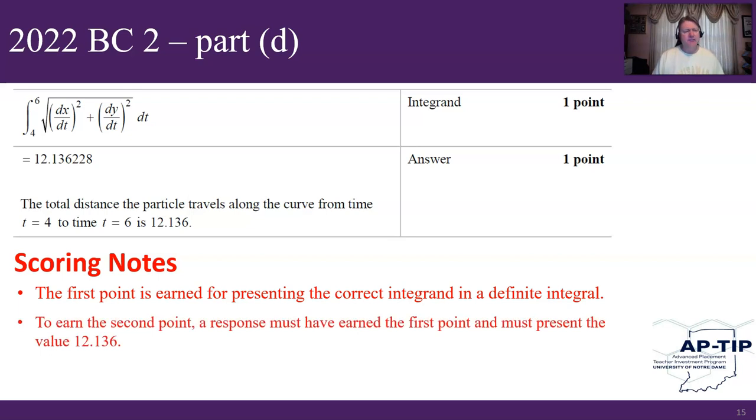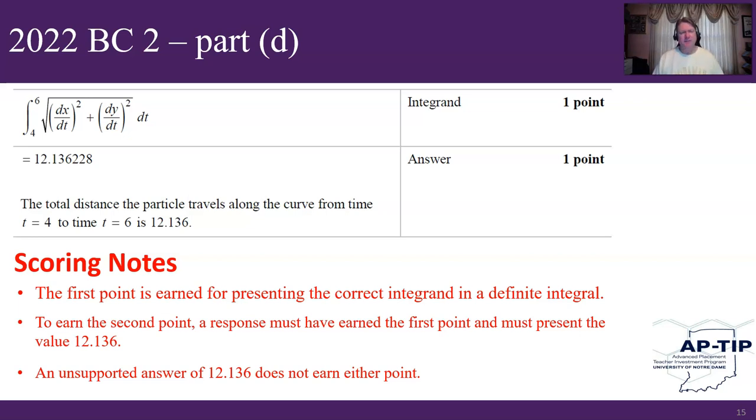And then to earn the second point, the response must have earned the first point, and it must present that value of 12.136. Right? We can't just award that bald answer of 12.136 any credit there. And an unsupported answer, as I said before, is not going to be very valuable on the part of the student. We need to see where that thing is particularly coming from. All right. So I think part D, even though it is the last part of the problem, might be one of the easier parts here, aside from maybe part A, to score.